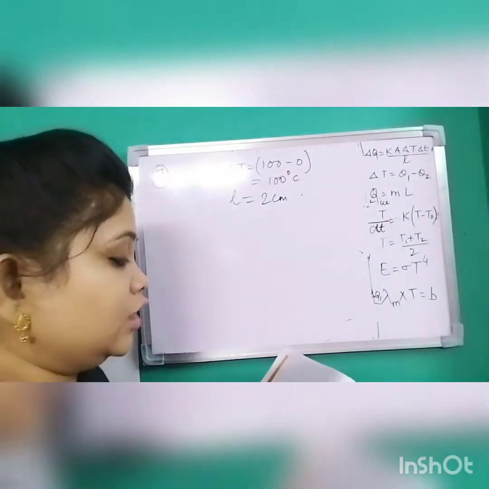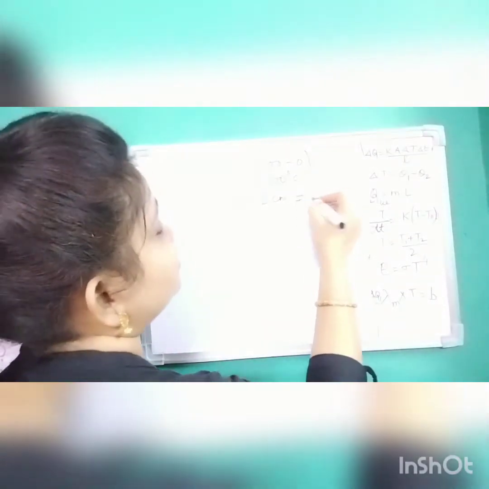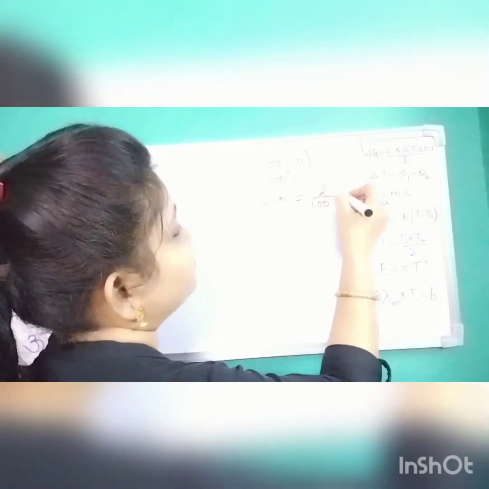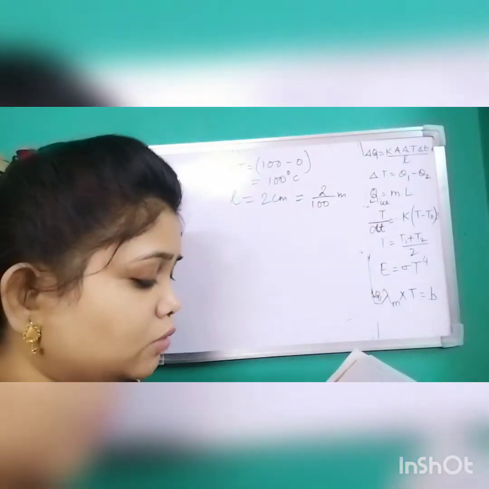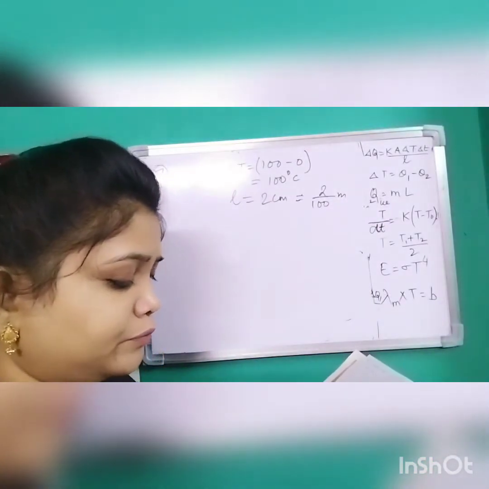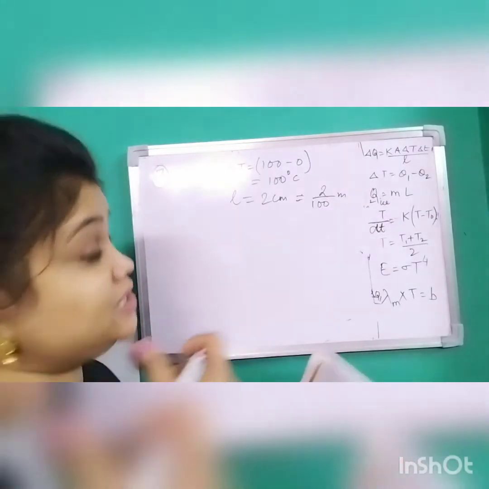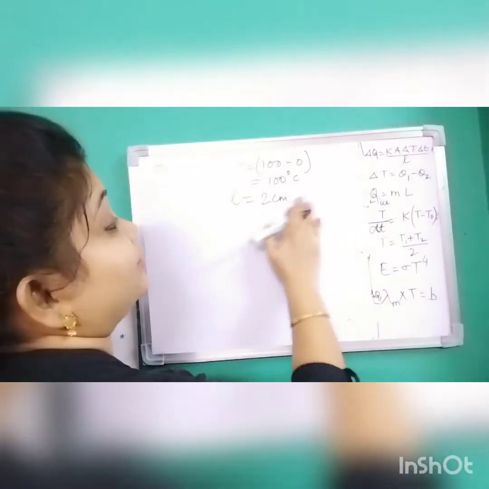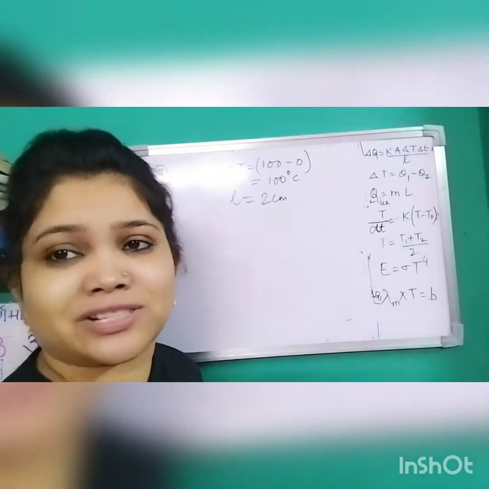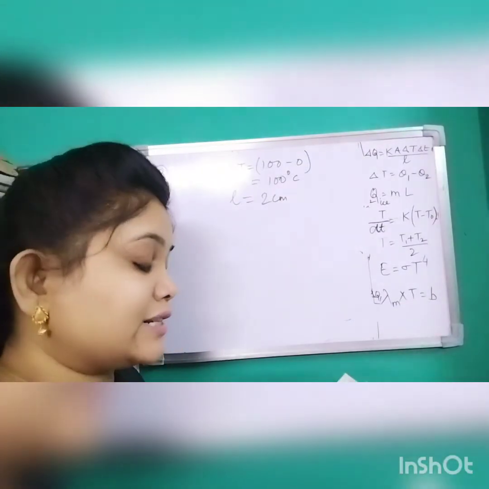Okay. So we can convert it into meter, 2 by 100 meter. Now, we are not going to convert it into meter because the rest of the quantities are given in CGS unit. So let us keep 2 as it is.